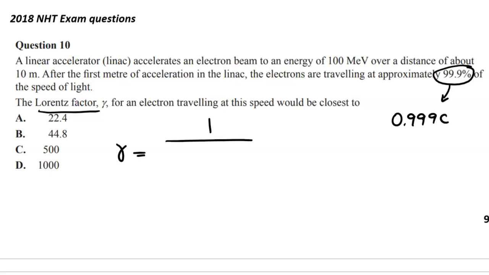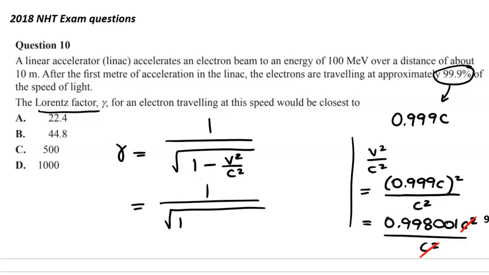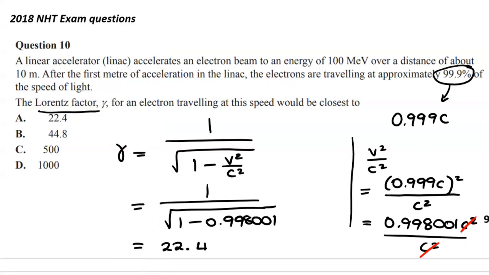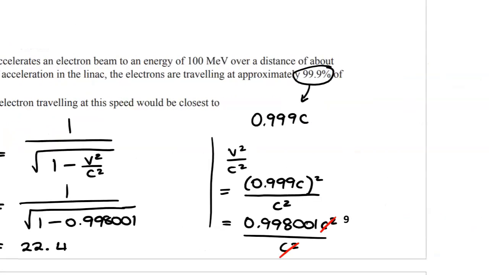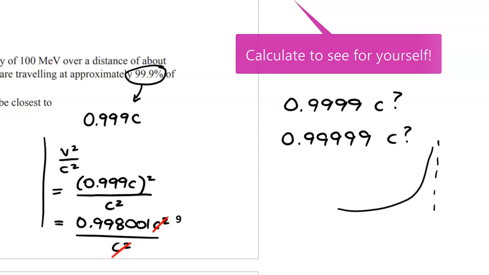So I'd like you to go ahead and figure out what the Lorentz factor is here. As I said, you might like to do it all in one and put the v squared over c squared directly into this formula, or you might like to do v squared over c squared separately just to be able to determine that. So with this question here, we get 22.4. I'd really like you to experiment. What if you had, instead of 0.999c, 0.9999c? What if you added another 9 onto the end?